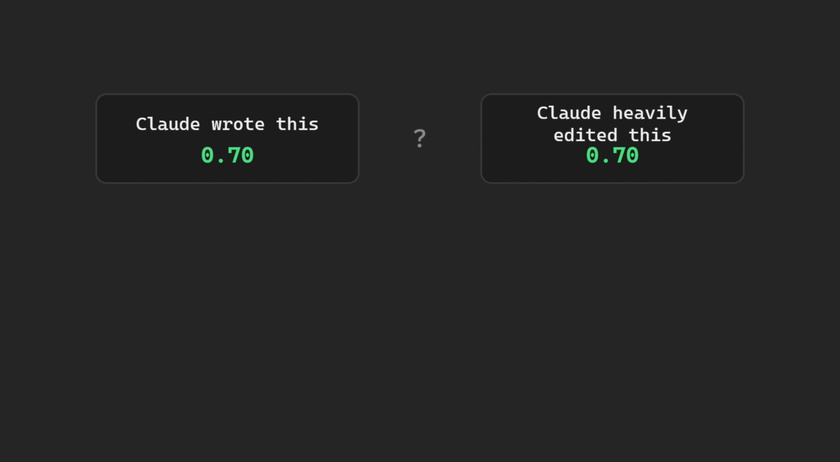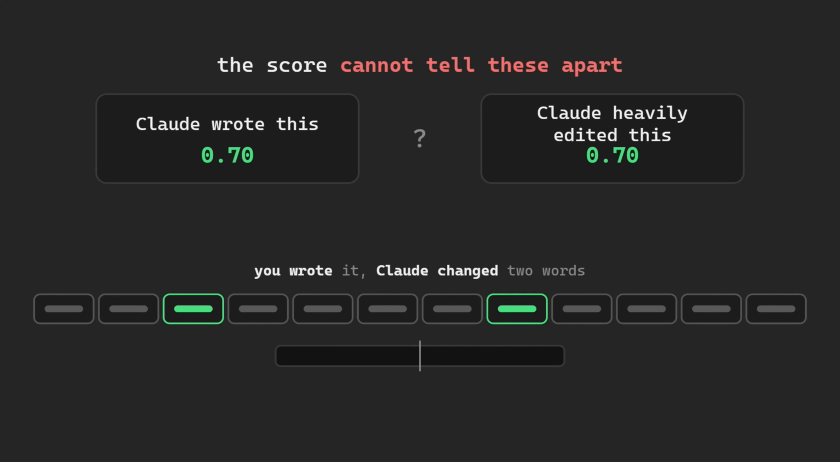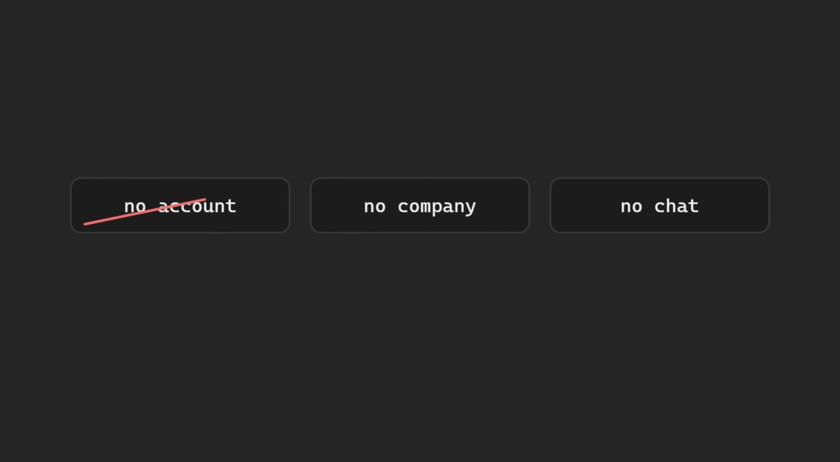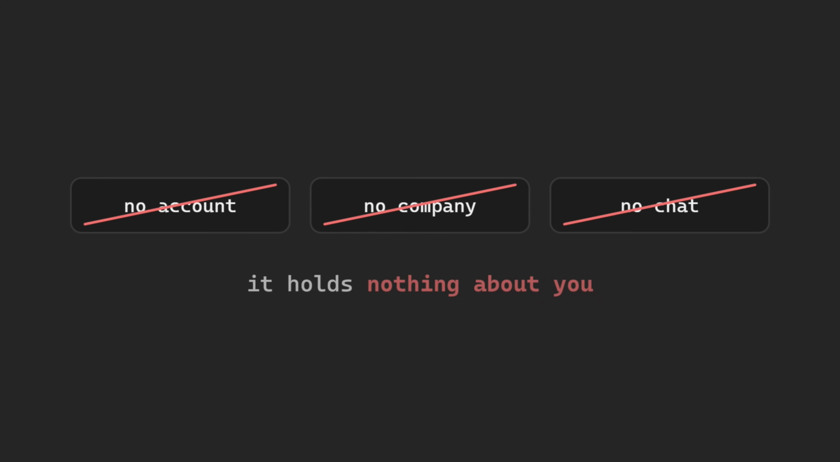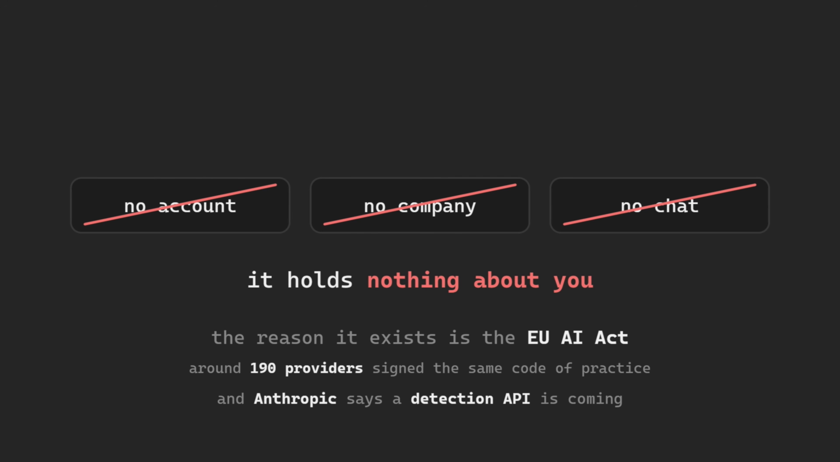And then there is what the watermark score cannot say. It cannot separate Claude wrote this from Claude heavily edited this. If you read something yourself and hand it over for a proofread, only the words Claude actually changed carry anything, and if it changed very little, the score stays at about a half. It also holds nothing about you. No account, no company, no chat it came from. The reason it exists is the European Union AI Act. Around 190 signatories signed the same code of practice, and Anthropic says a detection API is coming.